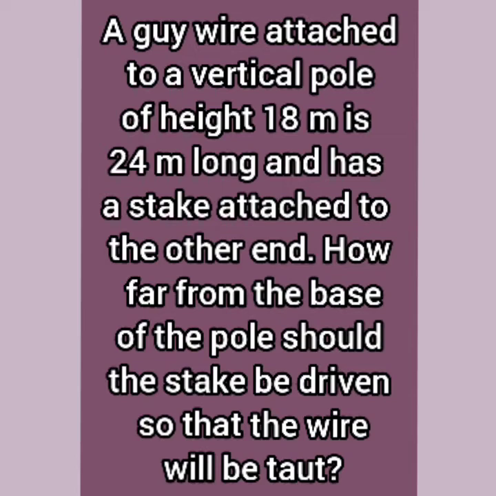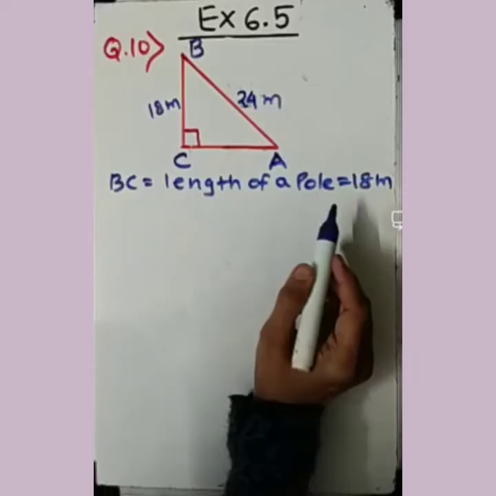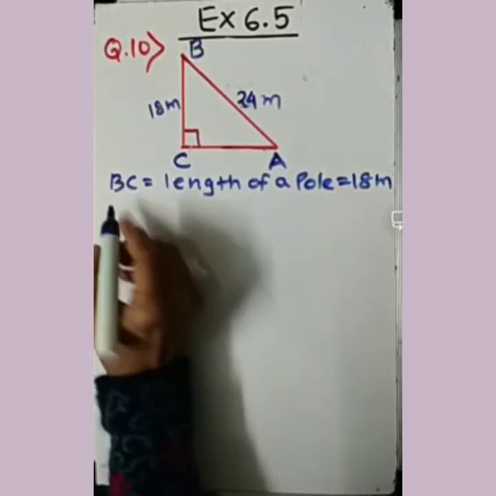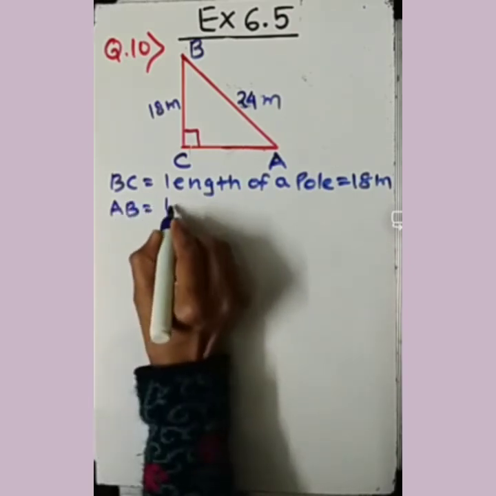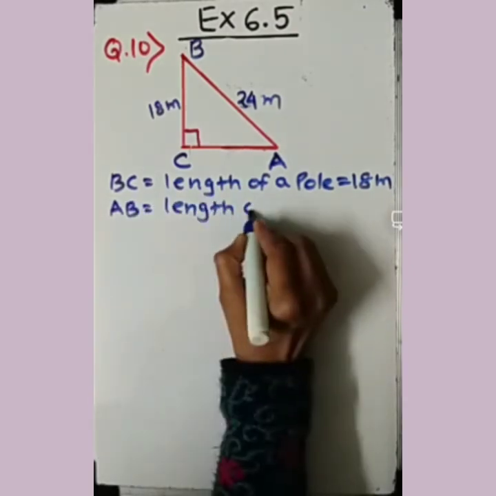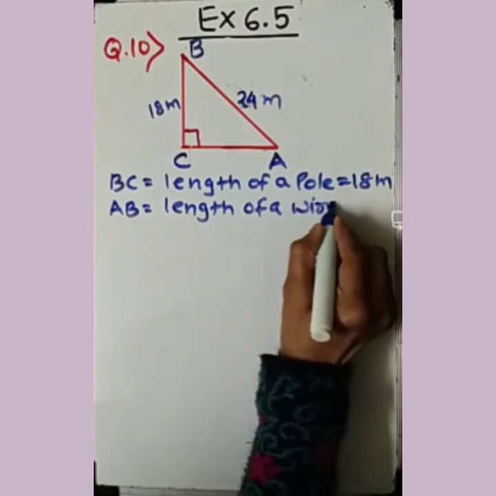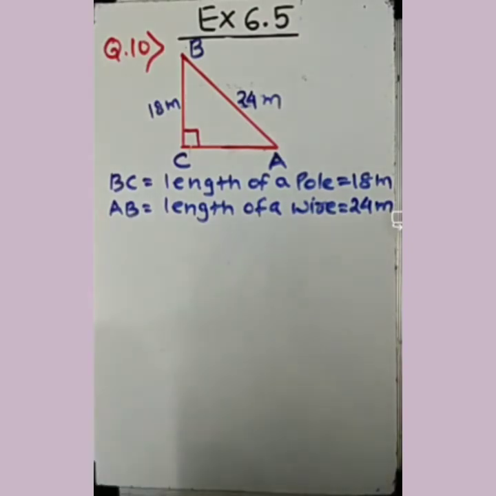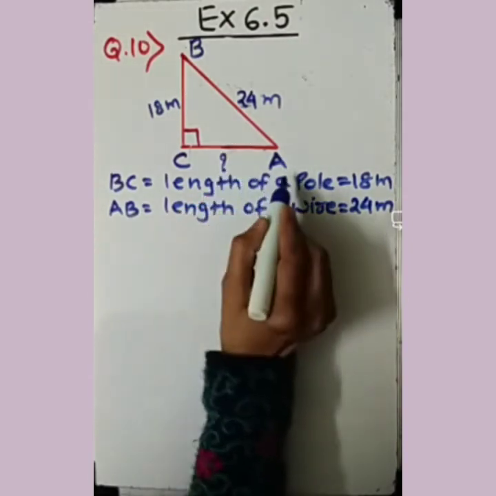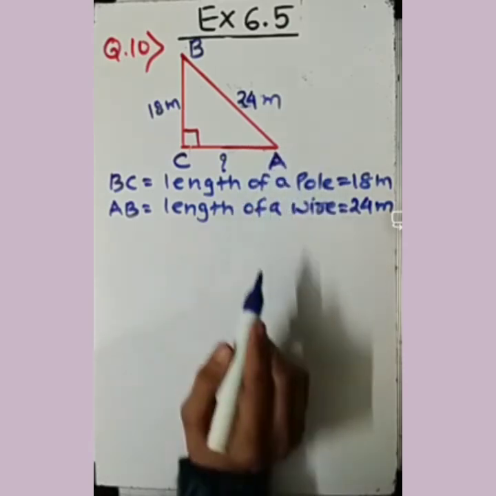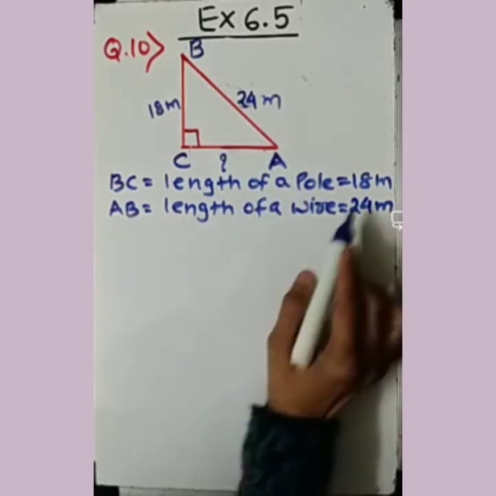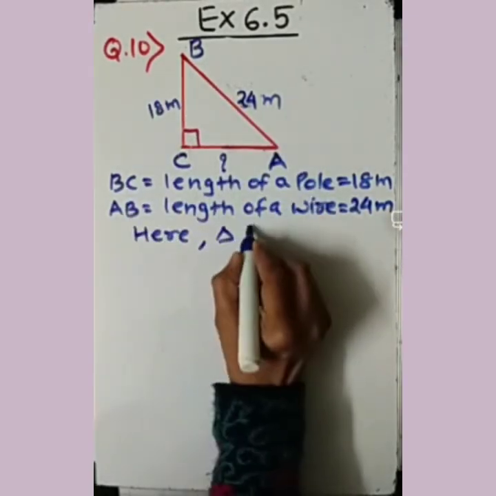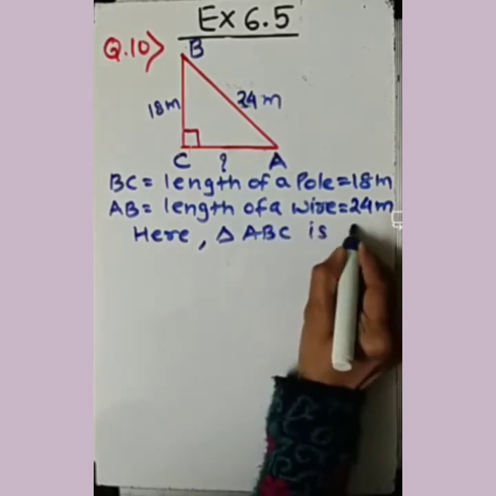Okay? And we are given a 24-meter long wire attached to a stake. This is the wire. So AB is the length of the wire, that is given as 24 meter. Fine. Now we have to find how far from the base of the pole the stake should be driven so that the wire will be taut. Okay, so ABC is a right angle triangle. So please mention here triangle ABC is a right angle triangle.